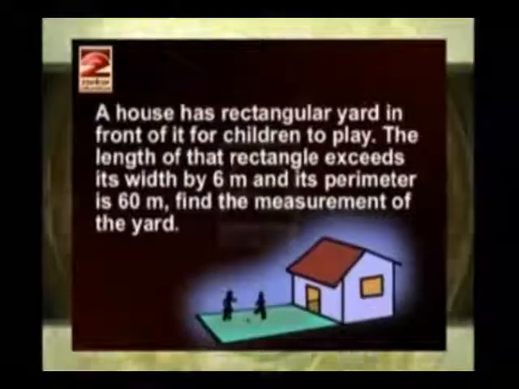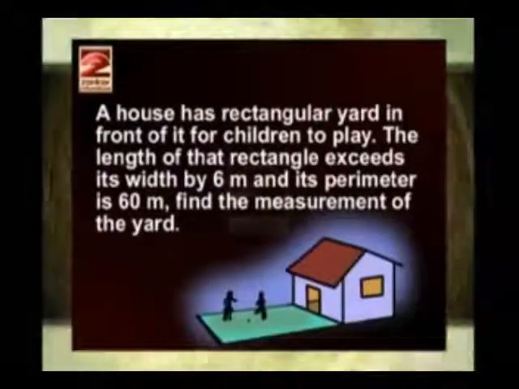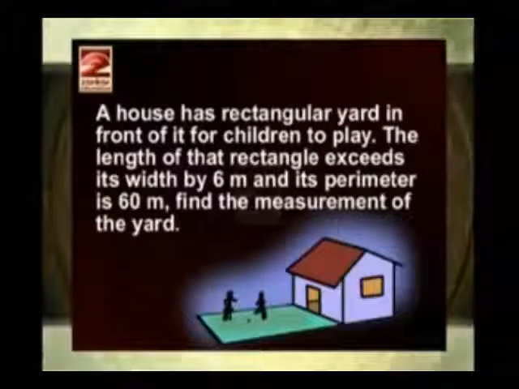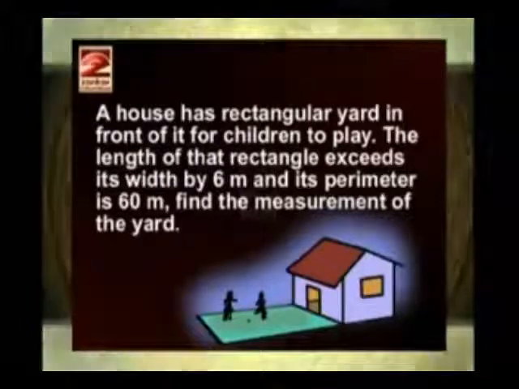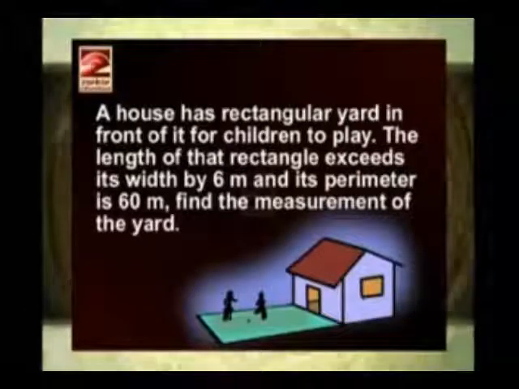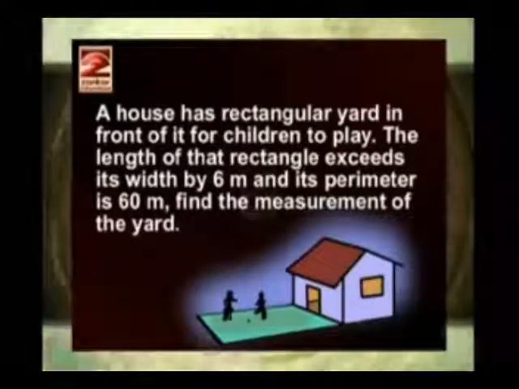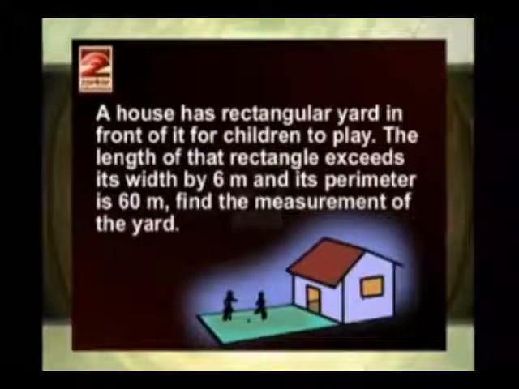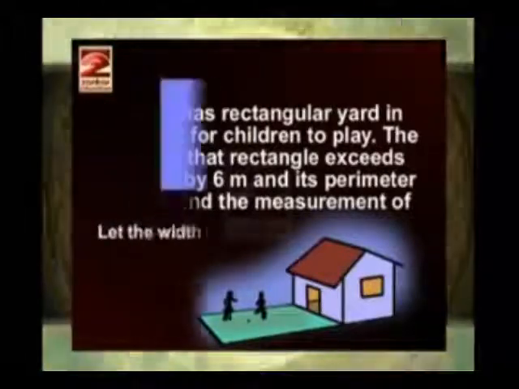Now a word problem. A house has a rectangular yard in front of it for children to play. The length of that rectangle exceeds its width by 6 meters and its perimeter is 60 meters. Find the measurement of the yard. Let the width of the yard be x meters and therefore the length is x plus 6 meters.